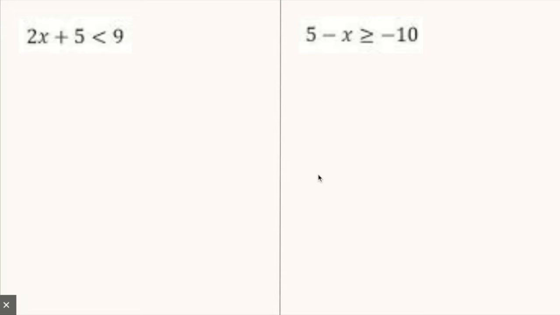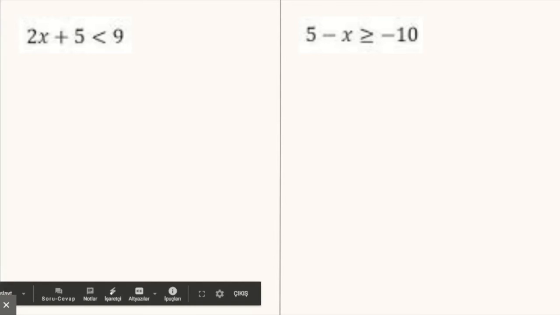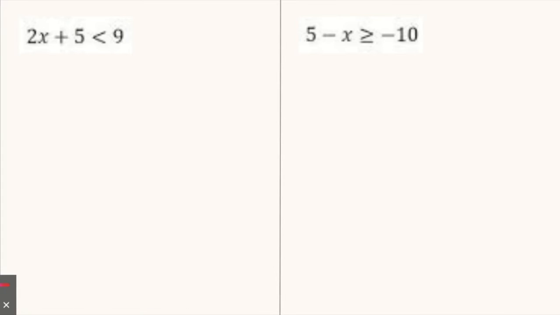Now let's go into solving these inequalities. And how you would solve inequalities is really simple. You just imagine this is an equal sign and solve it normally.